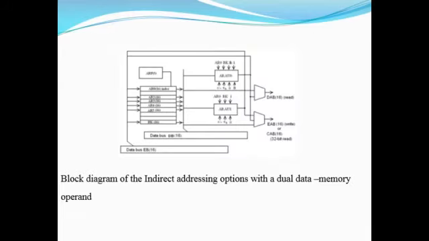So this is a block diagram of indirect addressing with the dual data memory operand. You just have to go through the diagram. A diagram is required for each and every operand addressing that we consider.